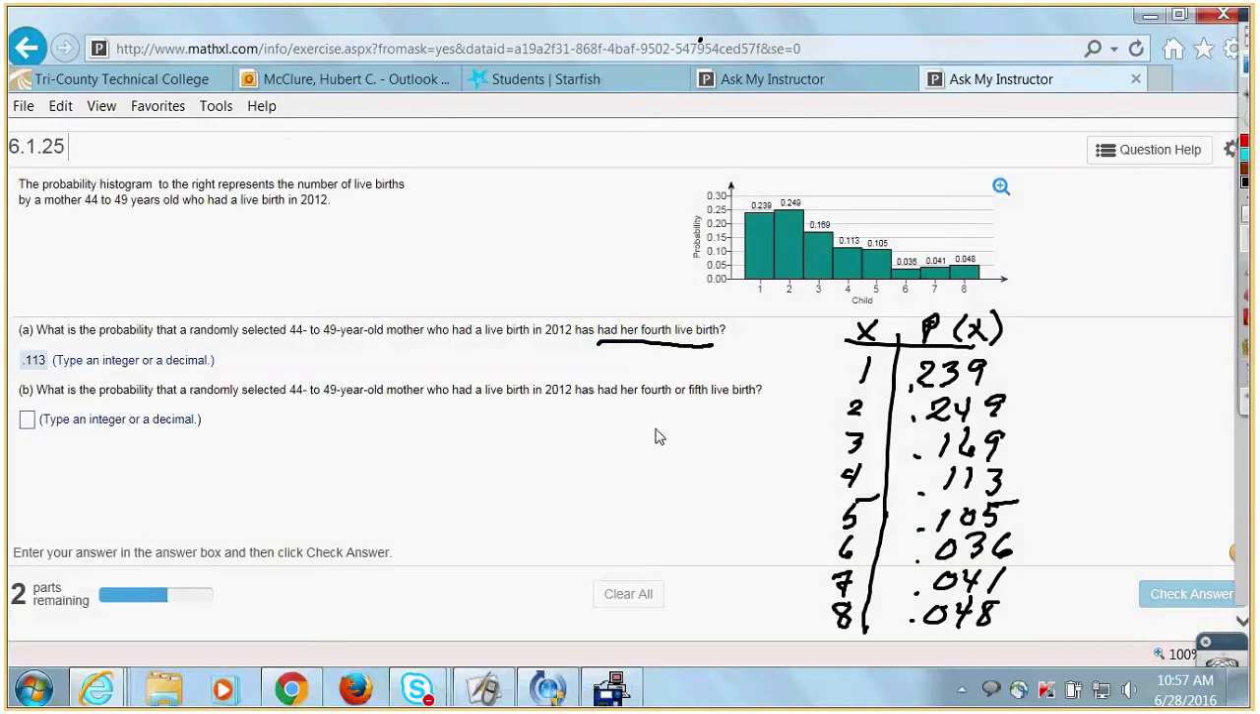Next, her 4th or 5th. Remember, or, what does or mean? Or means additive law. So you're going to add them together. 4th or 5th. So that would be 0.113 plus 0.105. No, I did 5 or 6. 4 or 5 would be 0.218, if I did that correctly.